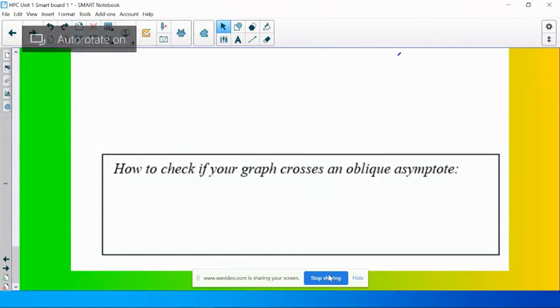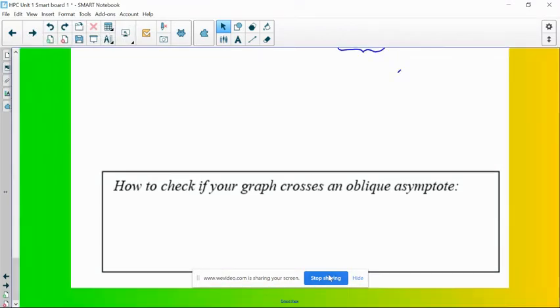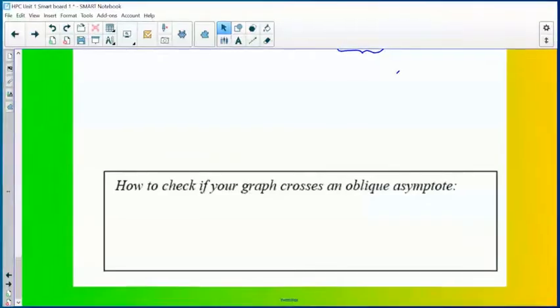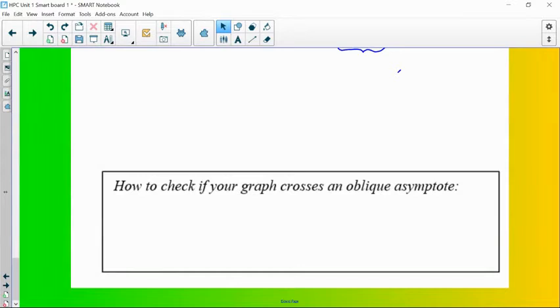Okay, so there's lots of different kinds of examples, and the more that you practice and go through each example, the better you're going to get at this. But there's one more piece that we need to make sure we know how to do, and that's how do you check if your graph crosses the oblique asymptote?